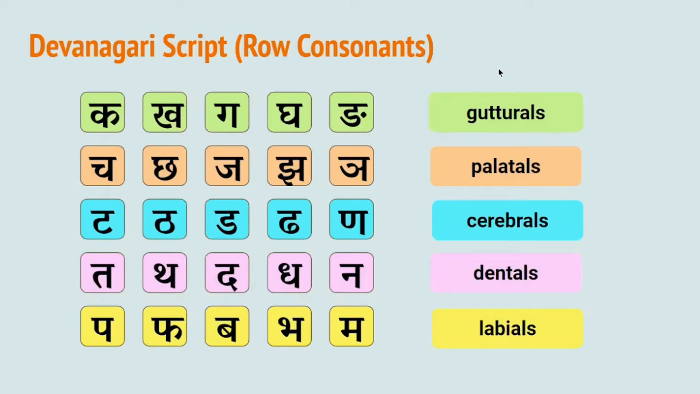Ka, kha, ga, gha, nga. Wherever the sound comes from the pit of your throat for ka, kha, ga, gha, from there only this nga sound should also come. You read it in one row again, then you will get it right.